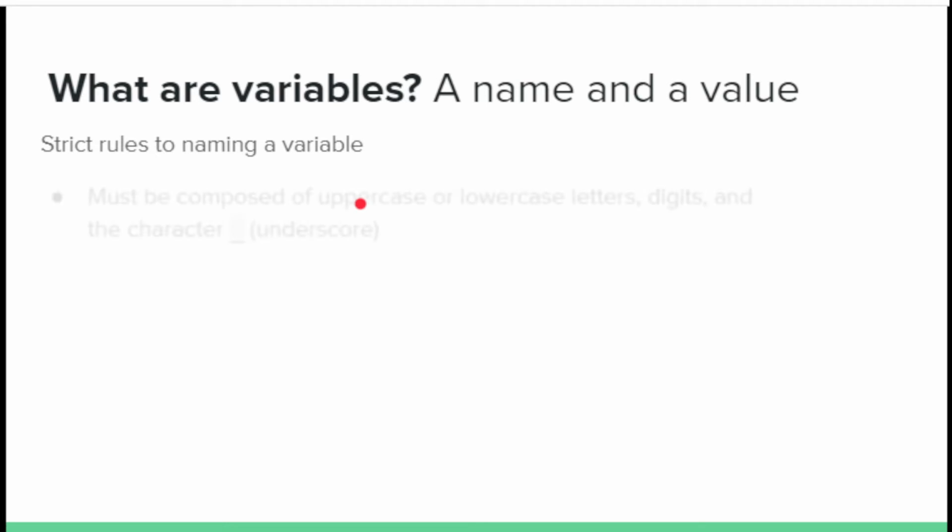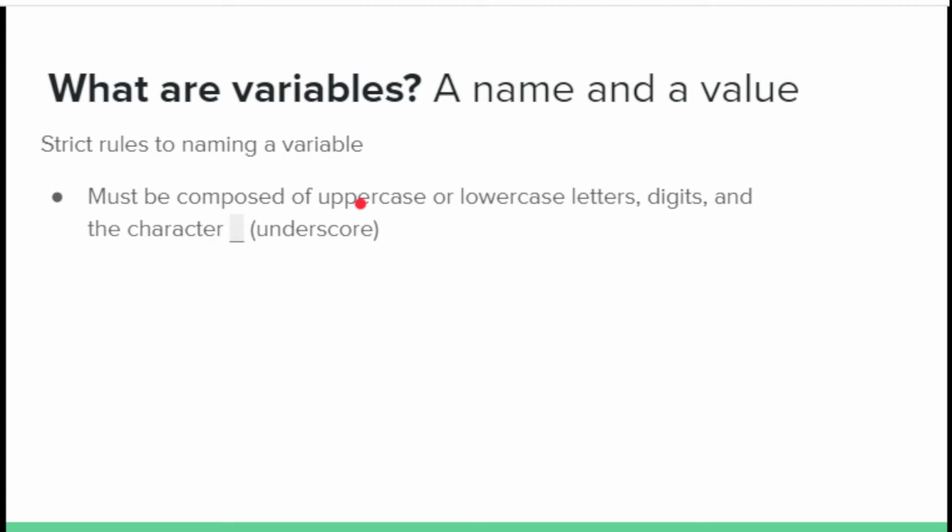The very first thing is that it must be composed of either uppercase or lowercase letters or digits and the character underscore, or a mixture of all of these things. But remember, I would mention this ahead: why we said digits, your variable should not be a digit. So they must be composed of uppercase, lowercase, then you can mix it up with digits or the character underscore.